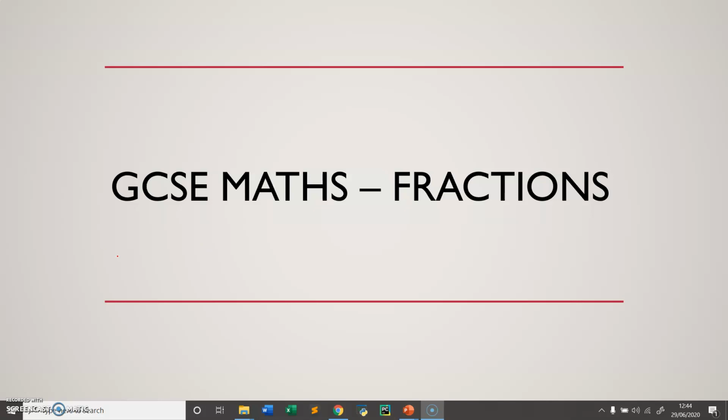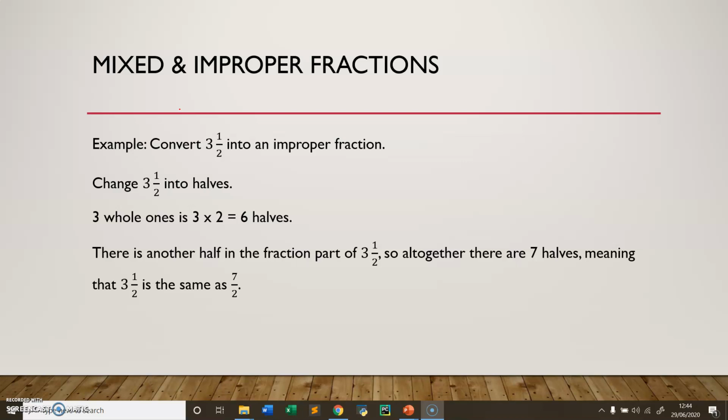In this tutorial, we're going to look at fractions. So we're going to start with mixed and improper fractions. Here we've got an example. It says convert 3.5 into an improper fraction.